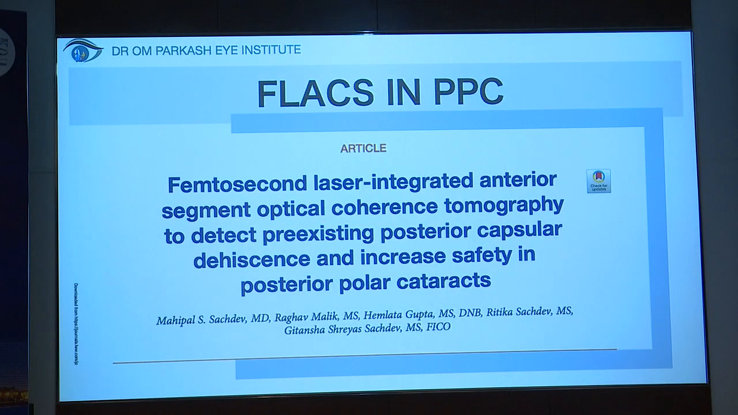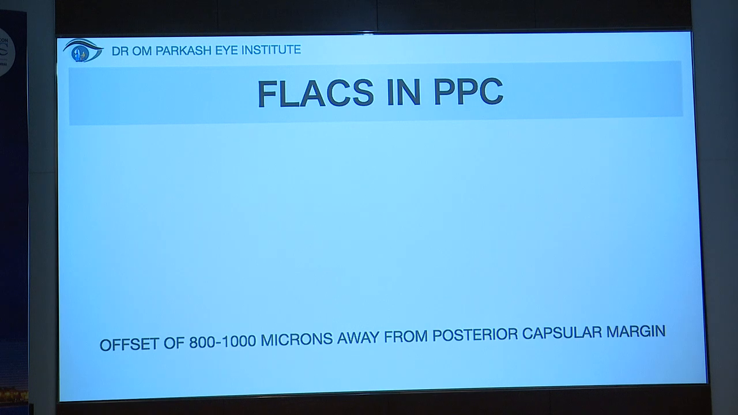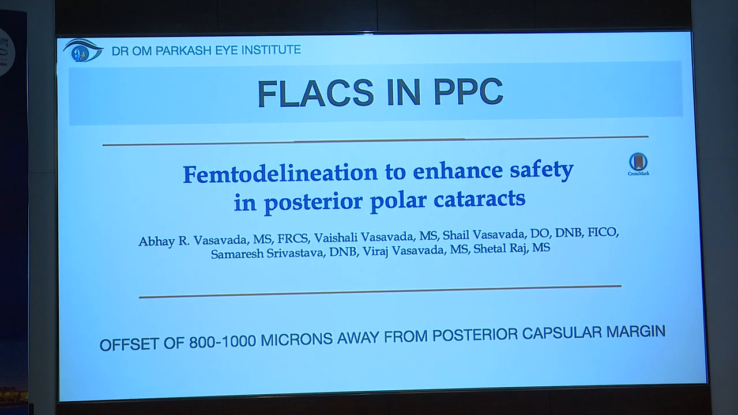Coming to FLACS in posterior polar cataract, a study by Dr. Mahipal Sachdev has shown how FLACS in PPC, especially the anterior segment OCT, helps in detecting the pre-existing posterior capsular dehiscence and increases the safety in posterior polar cataracts. So what we usually do is we keep an offset of 800 to 1000 microns away from the posterior capsular rexis margin. There's another study by Dr. Vasavada showing a very nice femtodelineation way to enhance safety in posterior polar cataracts.